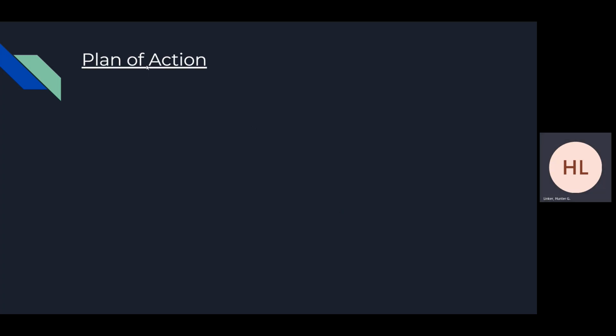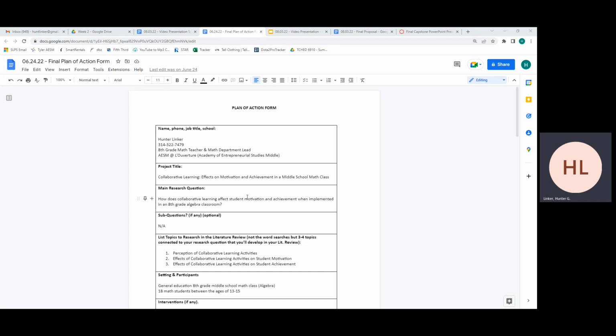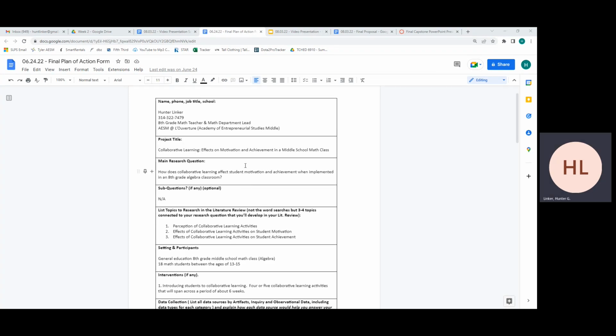So let's go over the plan of action for my action research. So here it is. My main research question is, how does collaborative learning affect student motivation and achievement when implemented in an 8th grade classroom?